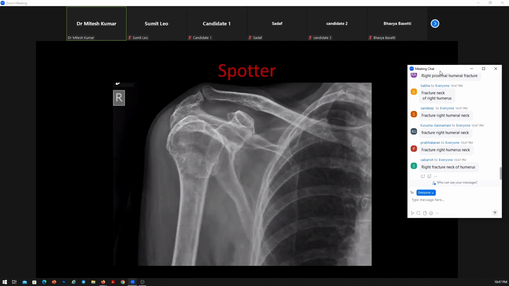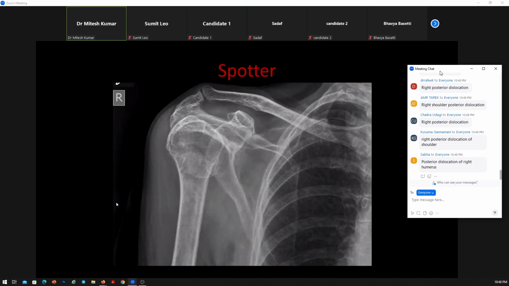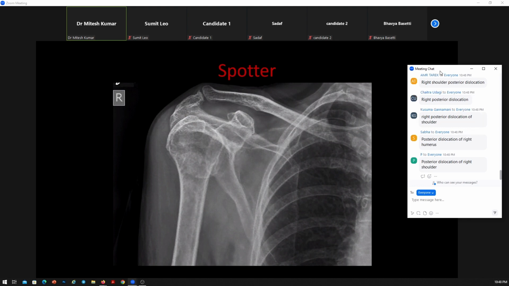Case number 3. So, Dr. Mitesh, we have a few answers coming in. The common answer is right posterior dislocation, but few candidates are answering just posterior dislocation. What do you think, Dr. Mitesh? Should these people be writing the side as well? Yeah, they have to. But since it is only a right X-ray, I think it is better to write shoulder and specify the side also.